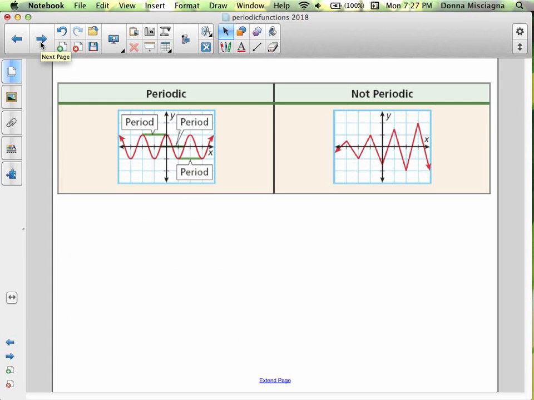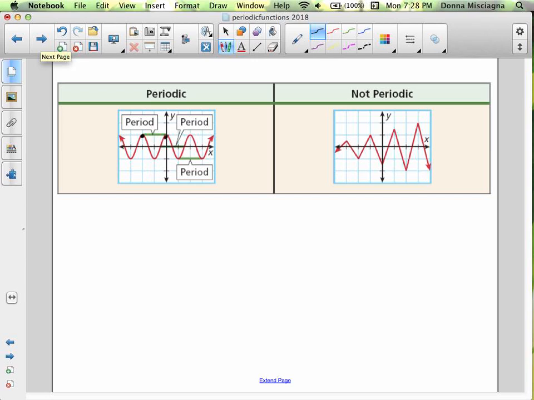So here we have two examples of graphs. One is periodic and one is not periodic. Notice that the graph on the left keeps repeating itself. It goes back and forth between the same values. So a period is the distance it takes before the graph starts to repeat itself. Any of those green lines show you a period. That's how long it takes before it repeats itself. It depends where you start to look. So from here to here is a period, because I have the same pattern over again.